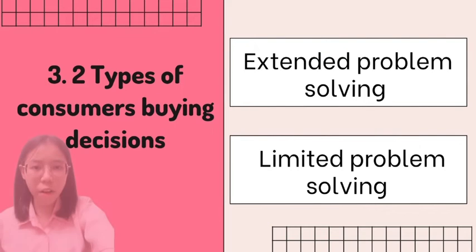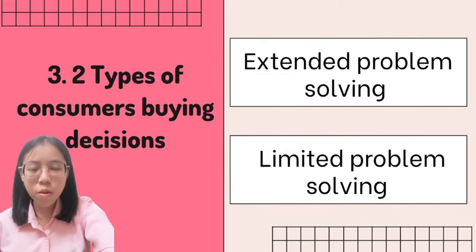Third thing that I learned is 2 types of consumer buying decisions depending on their level of involvement. First one is extended problem solving, where the buying process begins when consumers recognize that they have an unsatisfied need. The customer perceives that the purchase decision entails a lot of financial and social risk. To reduce perceived risk, they need to spend a lot of effort searching for information before actually making the purchase.